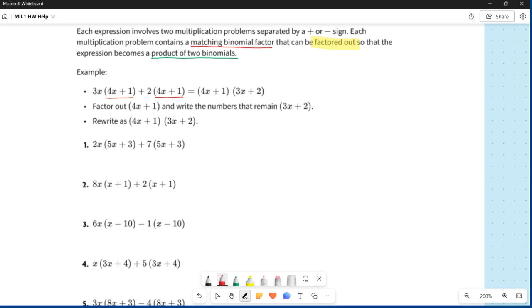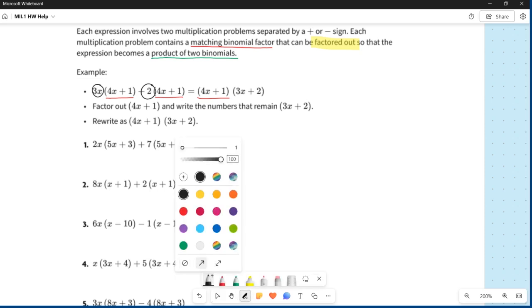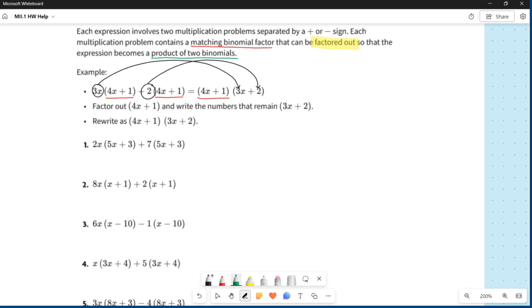So what we can do is we can factor that out, 4x plus 1, and then we take each of the remaining terms and those form the second binomial. And what that does is that gives us our product of two binomials.